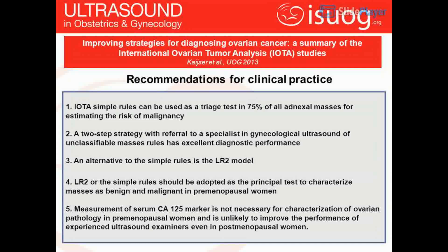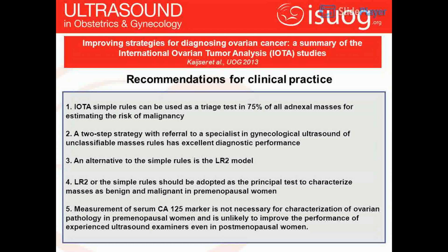Recommendations for clinical practice. 1. IOTA simple rules can be used as a triage test in 75% of all adnexal masses for estimating the risk of malignancy. 2. A two-step strategy, with referral of masses unclassifiable by the rules to a specialist in gynecological ultrasound, has excellent diagnostic performance. 3. An alternative to the simple rules is the LR2 model.